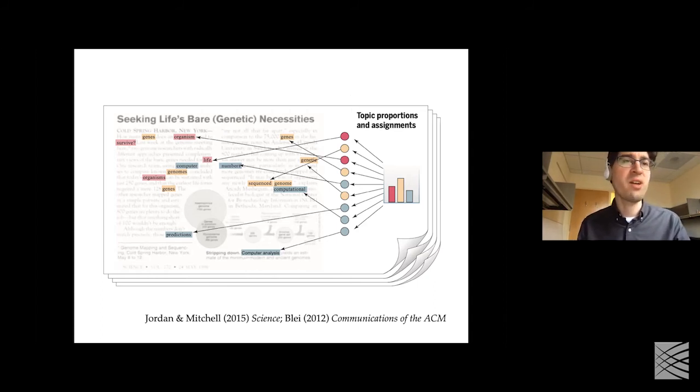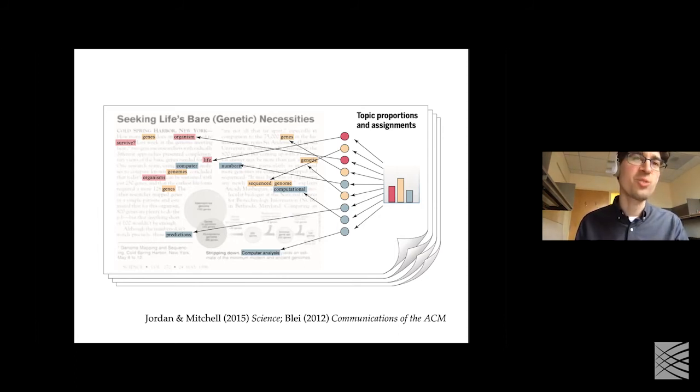So this is a diagram that was highlighted in a paper by Michael Jordan and Tom Mitchell in Science. And I think it may be originally from a paper by David Blei. But I really like this picture because it gives some intuition for the key features of the topic model. So one of the key features is that each word gets its own topic. And that's represented by these different colors. And then the second key feature is that the document is represented by a mixture of topics.